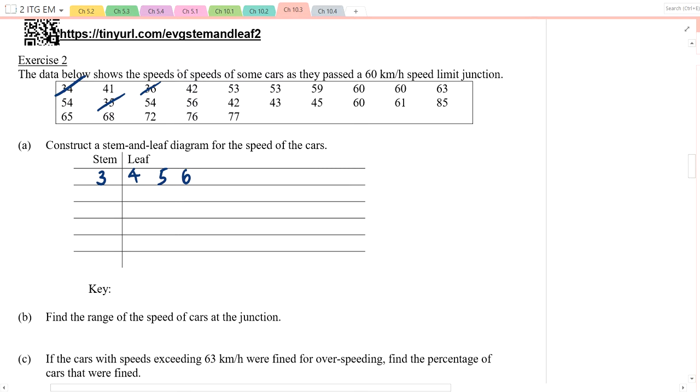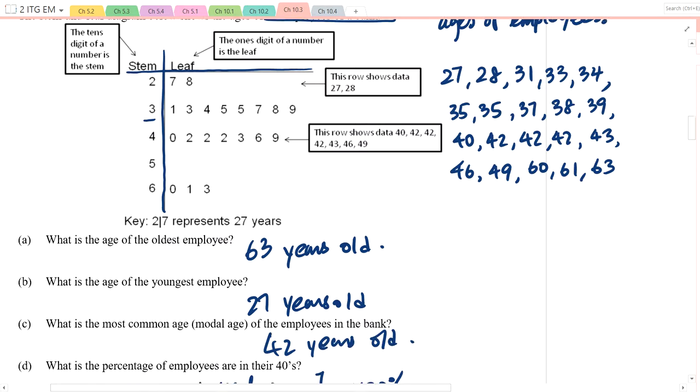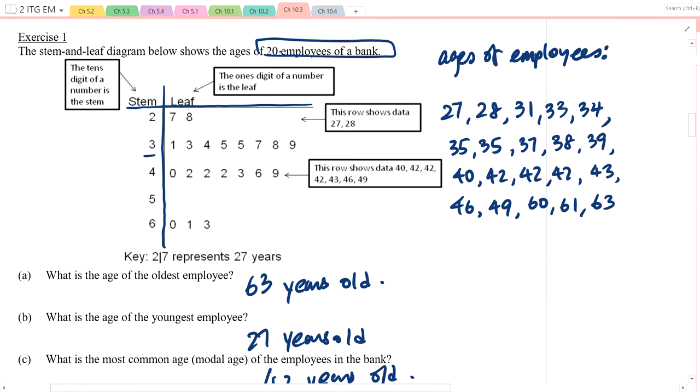What is the next stem? 4. Do I have 40? Nope. Okay, 41 only. I see a 42. Any more? You look at how I'm writing it. I try to put everything in neatly in columns. Because one of the advantages of our stem and leaf diagram is that when we look at the distribution, I can tell that most people are 30 something years old.